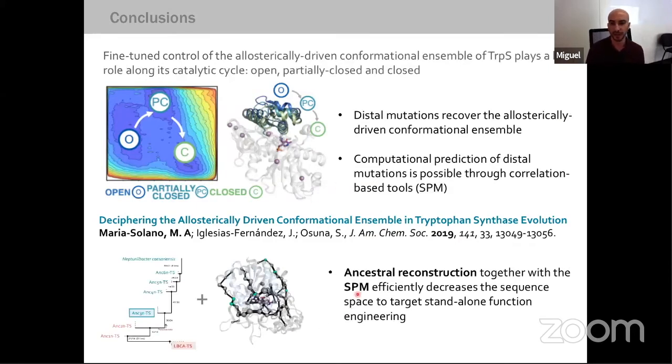And finally, this shortest path map approach, in combination with the ancestral reconstruction, can efficiently decrease the sequence space to target a standalone function. So it's a nice tool. It's a nice approach to combine as a semi-rational approach for enzyme engineering.